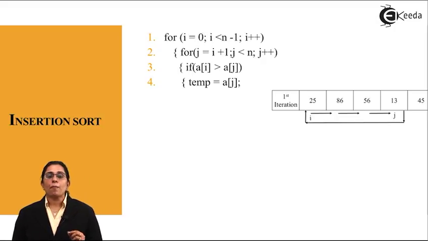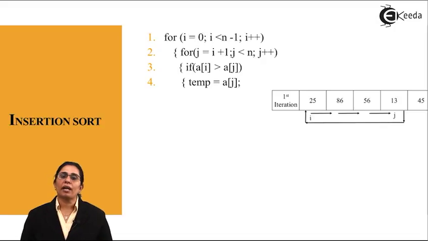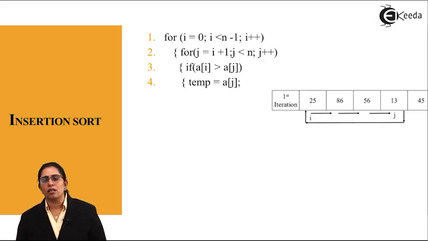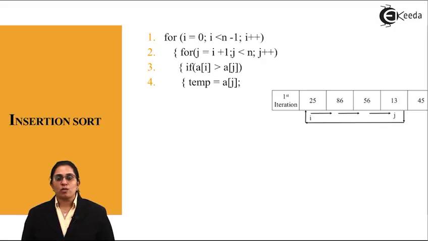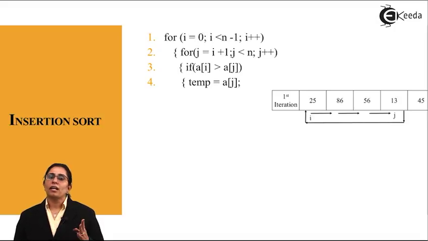We say temp is equal to a of j. So whatever is the value at location j, that is a of j, which holds the value 13, will be moved to a temporary variable temp. After we have moved the value at a of j to temp, now we can move all the rest of the values to their right hand side, that is 56 to 13, 86 to 56 and 25 to 86. How do we do it? As we see here, the value of j has to decrement until it reaches the value of I. Till that time, the shifting of elements has to take place.